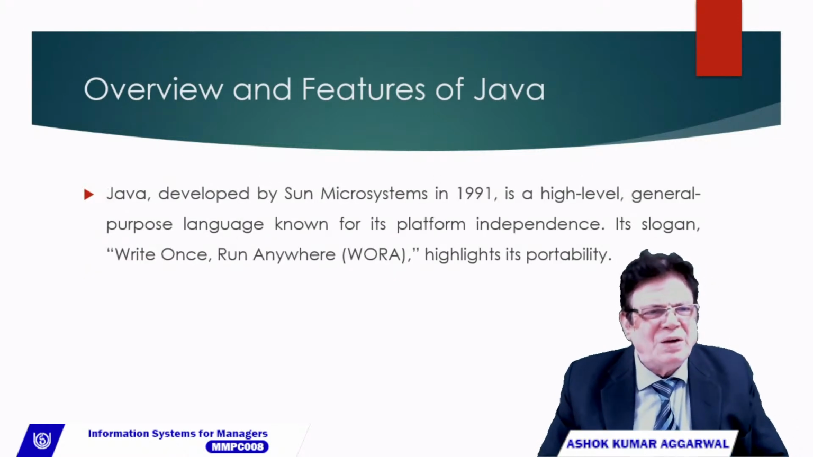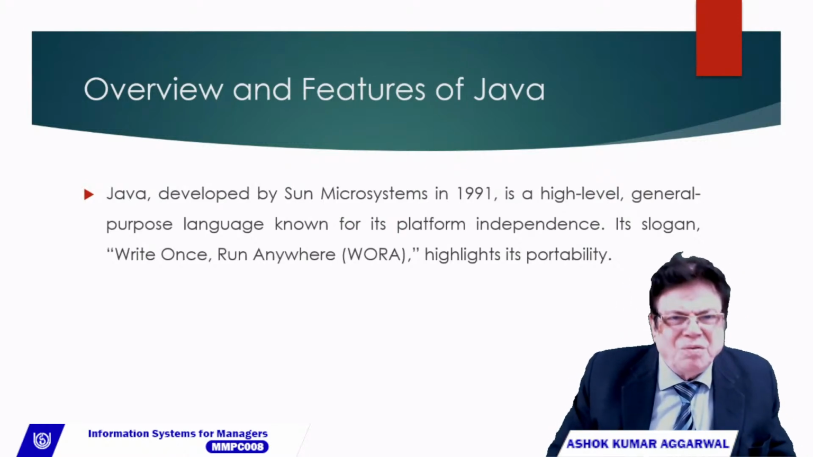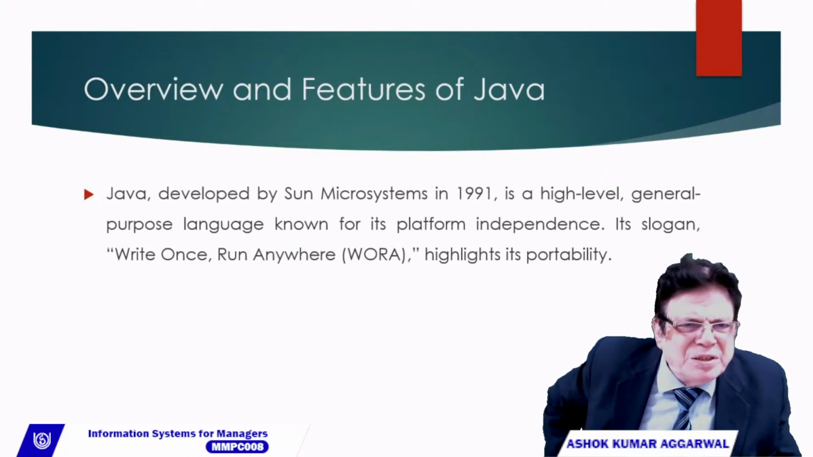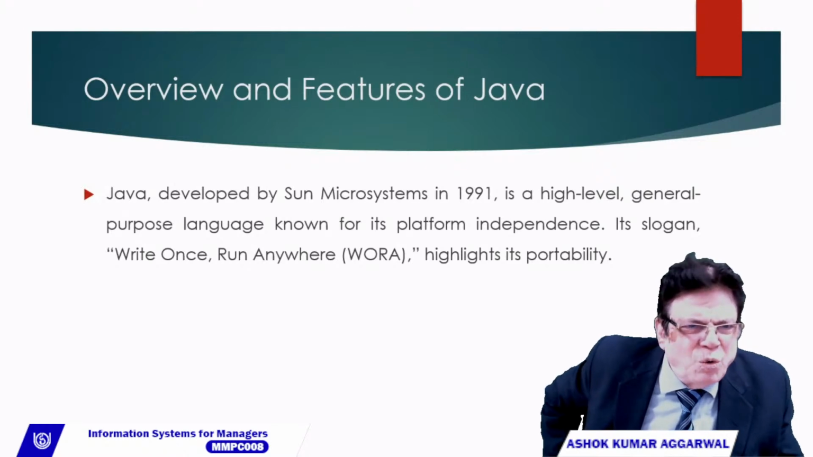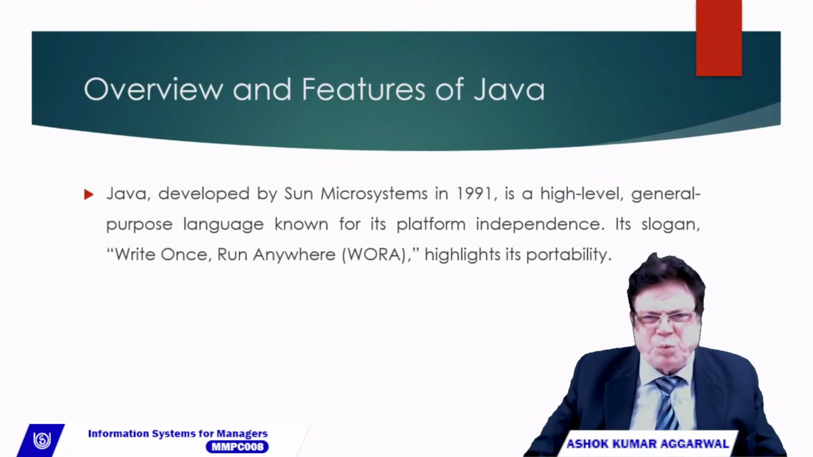Overview and features of Java. Java, developed by Sun Microsystems in 1991, is a high-level general-purpose language known for its platform independence. Its slogan, write once, run anywhere, in short WORA, highlights its portability.